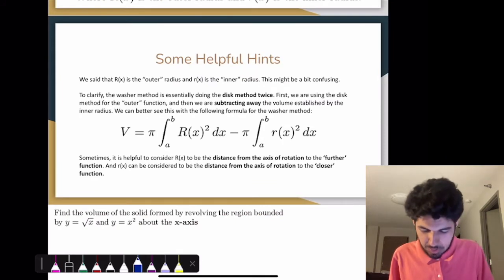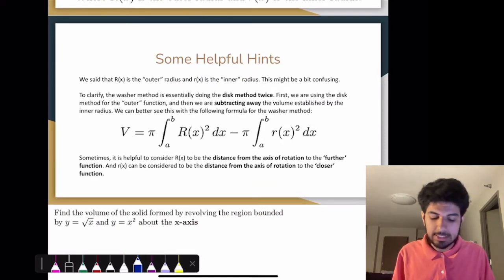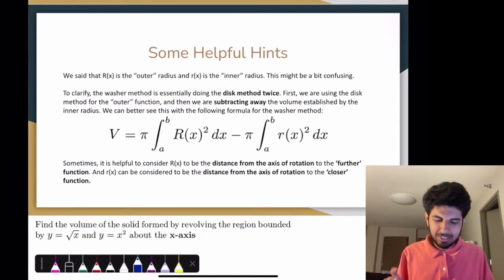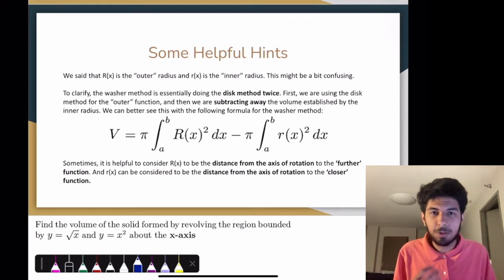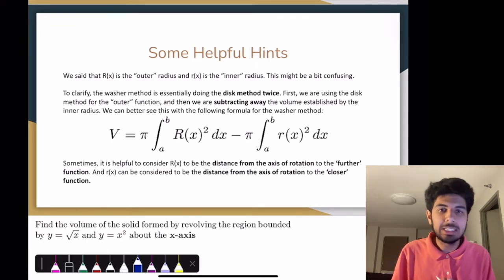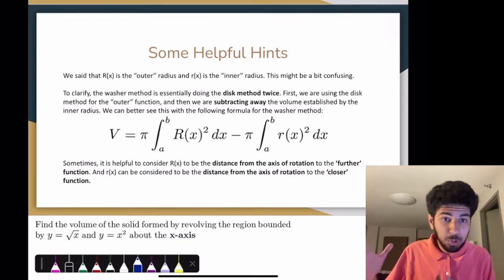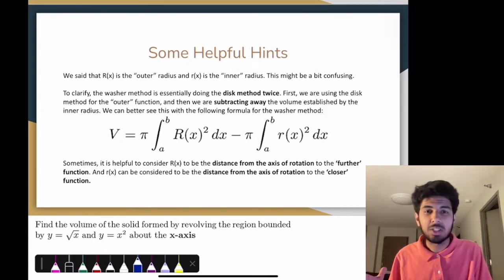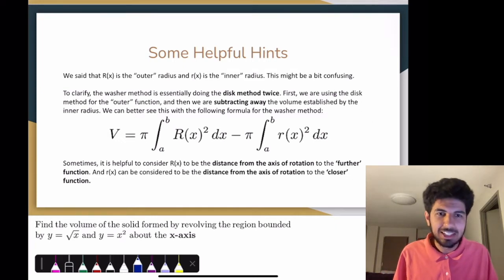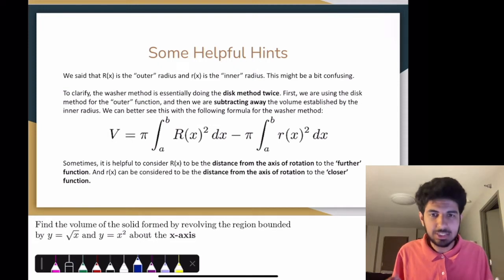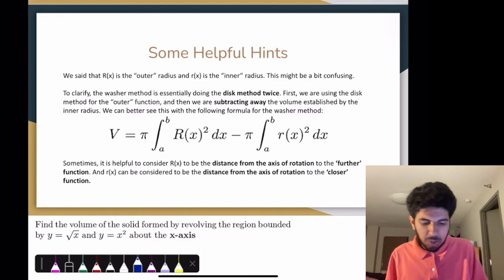Okay, so we said that capital R of x is the outer radius and little r of x is the inner radius. I understand it might be a little confusing, so this is recapping what I've said before, but the washer method is doing the disk method twice. We're taking the disk method for the outer function and then subtracting away the inner function. I'm going to use that outer and inner a lot, so hopefully you can start understanding that and it'll become more natural. And so with that, that's how we get this formula.